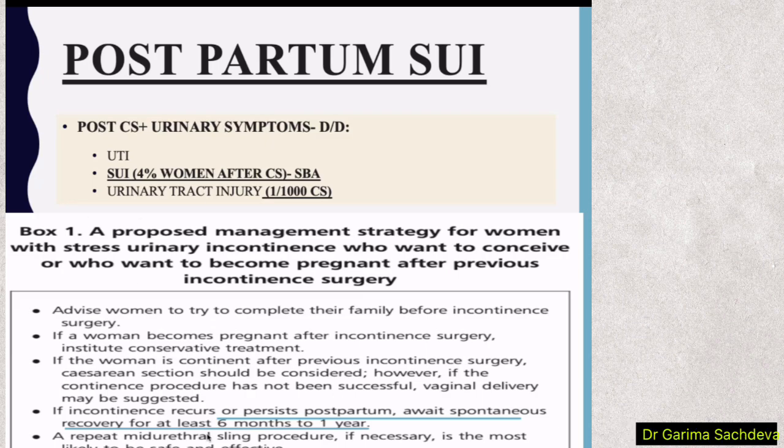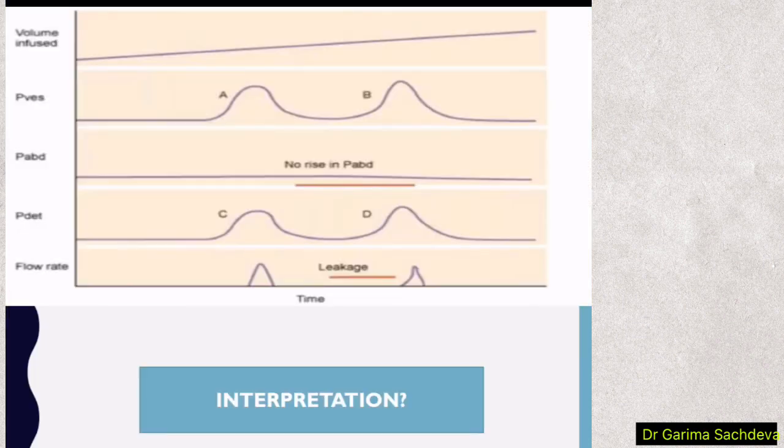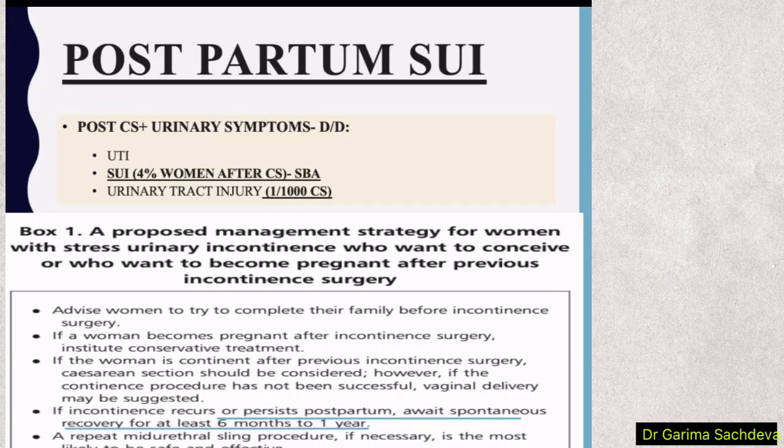A repeat mid-urethral sling procedure, if necessary, is most common and likely to be safe and effective. But nowadays these meshes are not used, you are using autologous slings. Slings can be used. So this was about postpartum SUI.